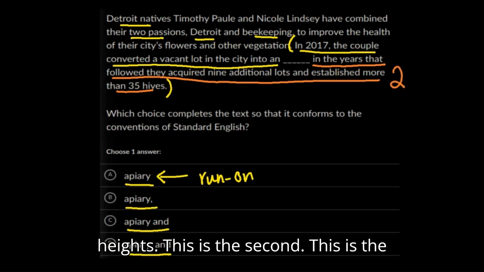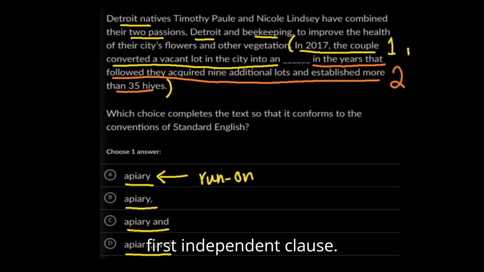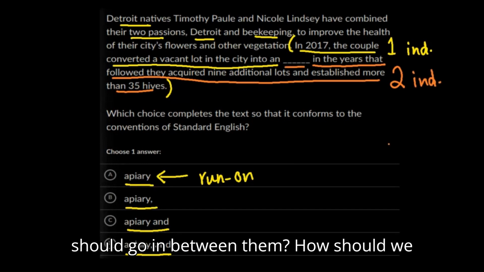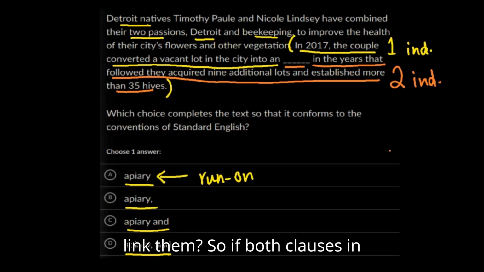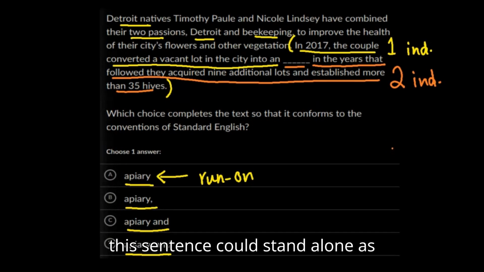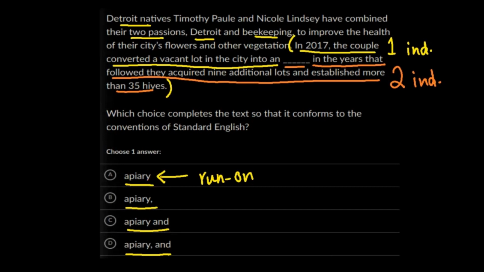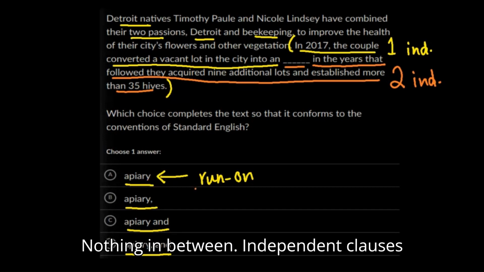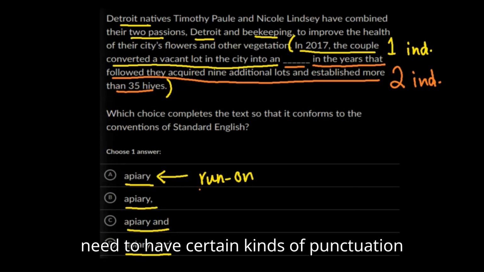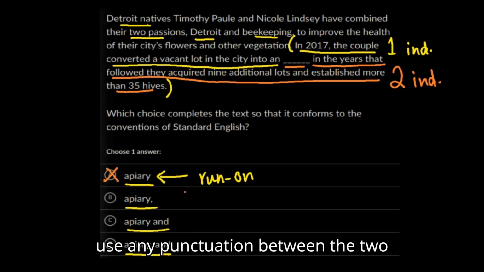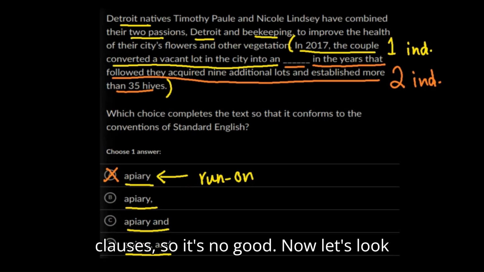This is the second. This is the first independent clause. So we have 2 independent clauses. What should go in between them? How should we link them? So if both clauses in this sentence could stand alone as complete sentences, we cannot just use nothing in between. Independent clauses need to have certain kinds of punctuation marks between them. This choice doesn't use any punctuation between the two clauses, so it's no good.